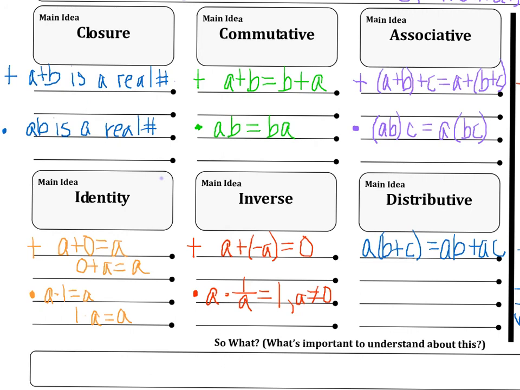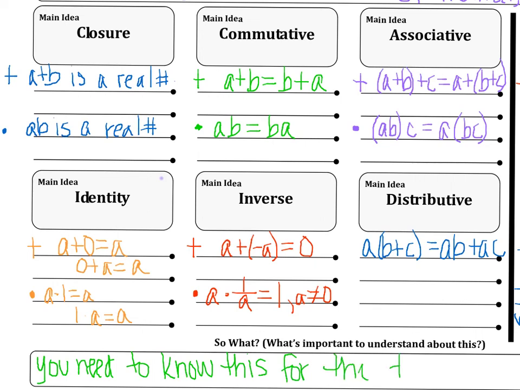Okay, we're going to end here by doing our so what. What's important to know about this? We are not going to spend a lot of time on 1-1, but you need to know this stuff for the test. So our so what that I think you'll need to remember the most is you need to know this for the test. Make sure we go back and do some reviewing throughout the chapter on this, but this is something that you need to know for the test.